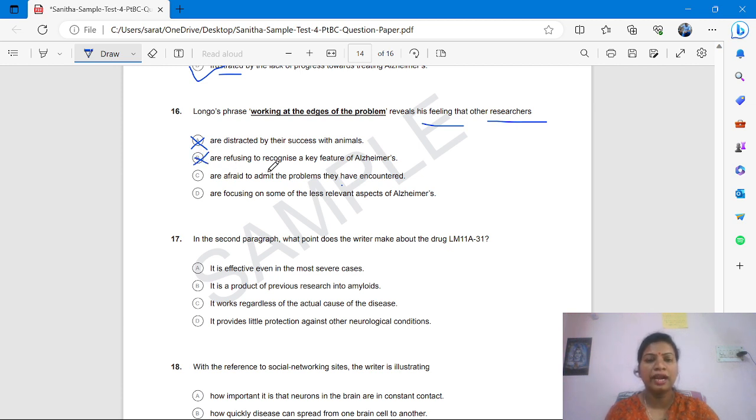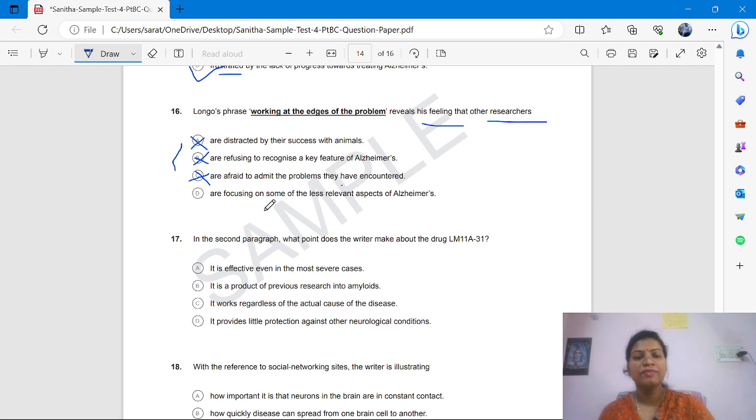Are afraid to admit the problems they have encountered. Whatever problems they have encountered, they are afraid to admit. Is it saying anything like that? Third option, no, it is not saying anything. We eliminated three options. The answer is D. Are focusing on some of the less relevant aspects of Alzheimer's.